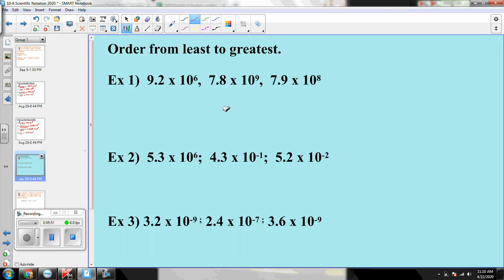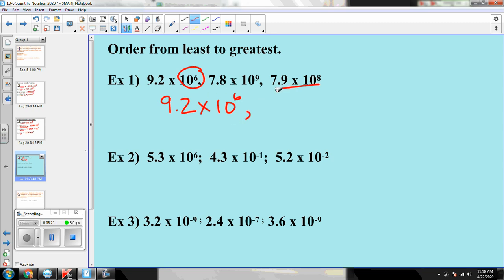All right, our last part of our lesson is order from least to greatest. So I'm looking at these three numbers, and number 1, they're all in scientific notation. What I'm trying to do is pick out the one that is the least. The way you can do that, since they're all in scientific notation, is pick out the exponent that is the smallest. 6 is smaller than 9 and 8, so 9.2 times 10 to the 6 would be the least number.